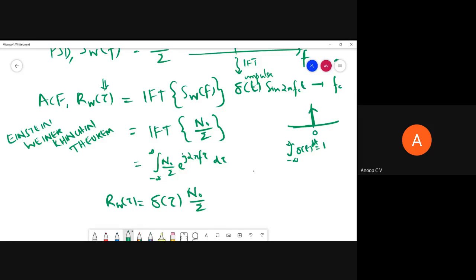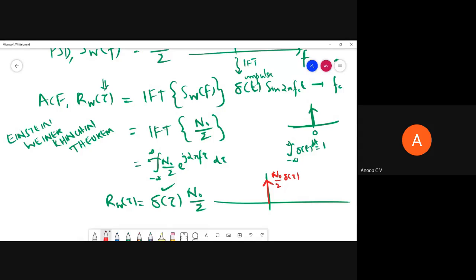It's very simple. N naught by 2 you can take out, so it's actually the inverse Fourier transform of 1 for all frequencies f. Then that will be equal to del of tau. So I can plot it like this: the autocorrelation function will be N naught by 2 times del of tau.